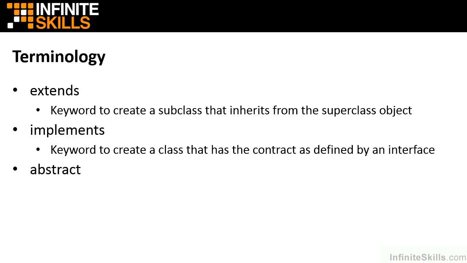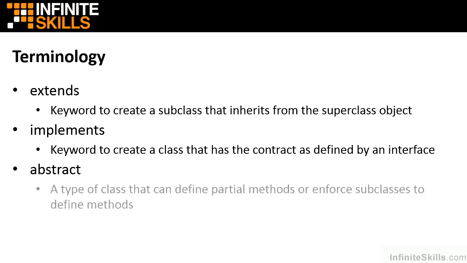We're also going to run into the keyword abstract, and this is actually going to be used in two different places. The first place we'll see this is going to be a different type of class. We can create an abstract class, which, similar to an interface, will have method stubs, but also can have methods actually defined in an abstract class.